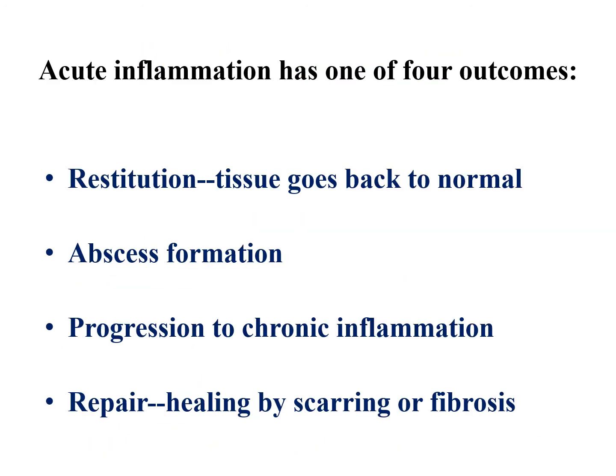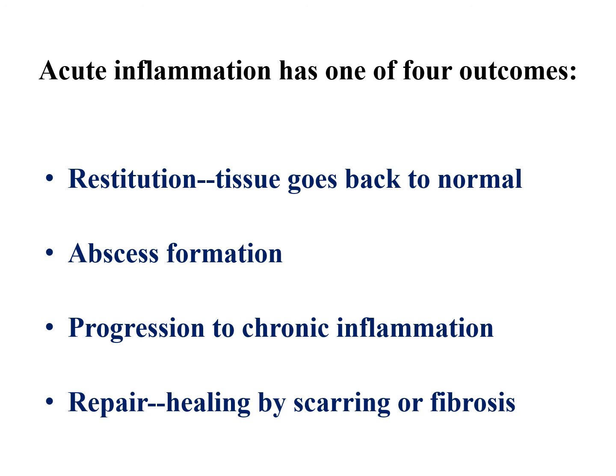To go back to our second slide, I just want to remind you that acute inflammation can have one of 4 outcomes. There's restitution, and that's when the damaged tissue is allowed to repair and it goes back to its original form. That is the primary ideal outcome.